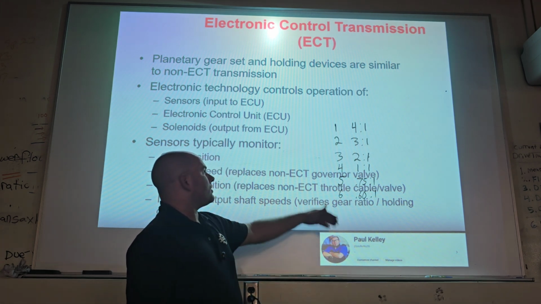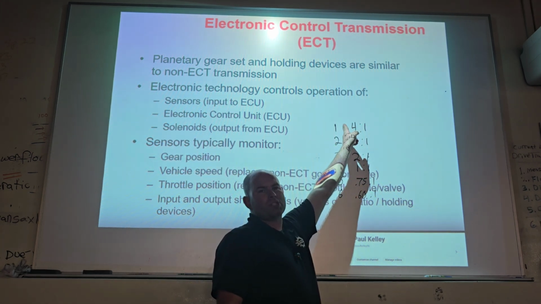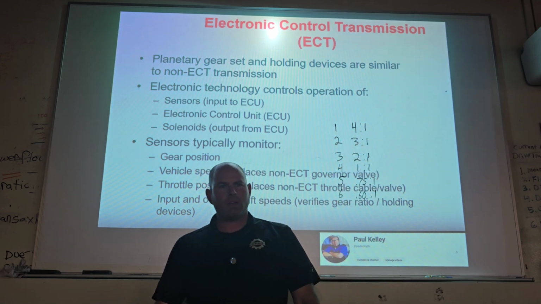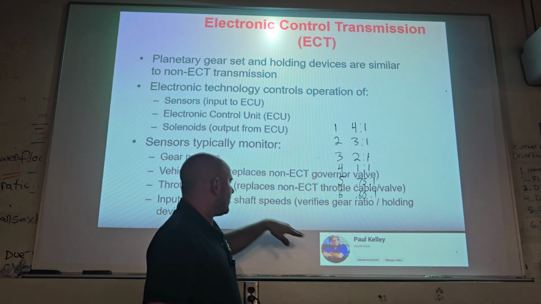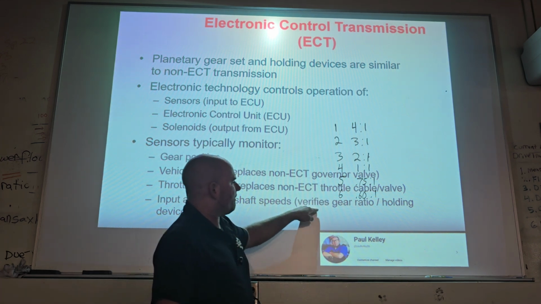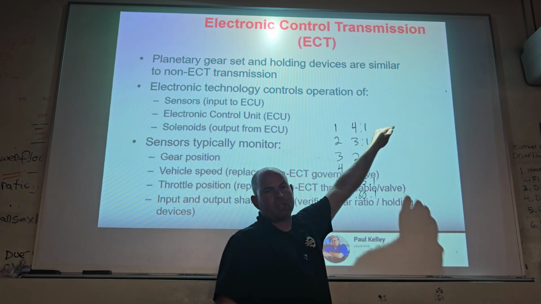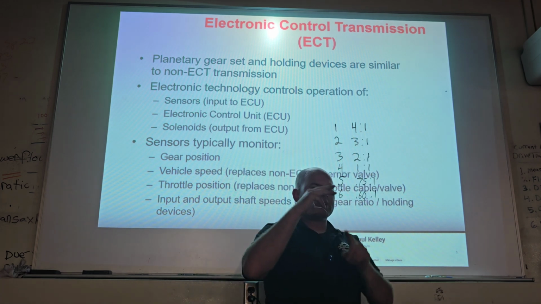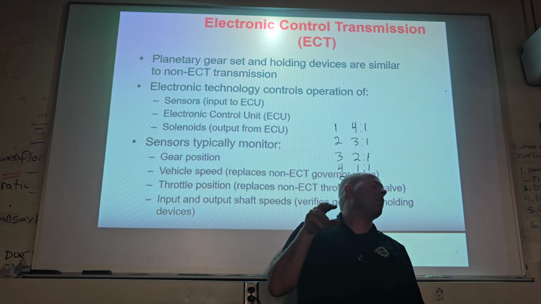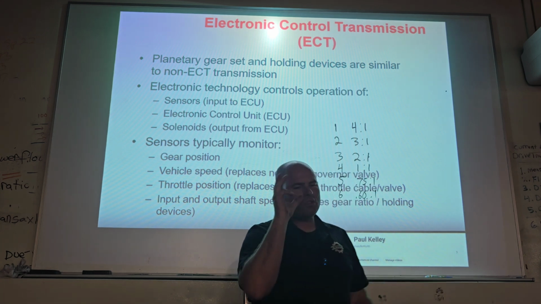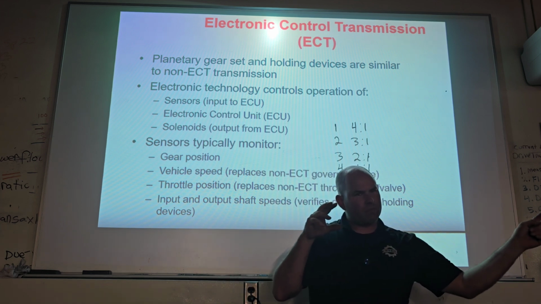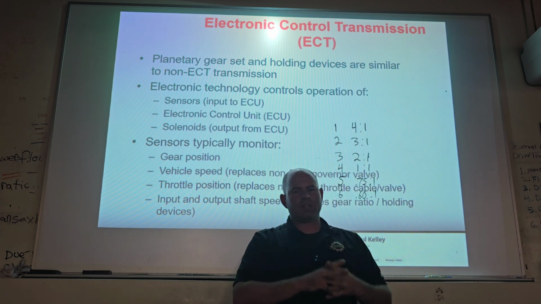So that means in first gear, how many times should the input shaft turn for every 1 revolution of the output shaft? Give it to me. Exactly. So if I'm saying that the input shaft speed to the output shaft speed verifies the gear ratio, that's how it does it. It literally looks at the input shaft and says, if you turn 4 times on the input, you should turn 1 time on the output. Make sense? And that's how it verifies the gear ratio.